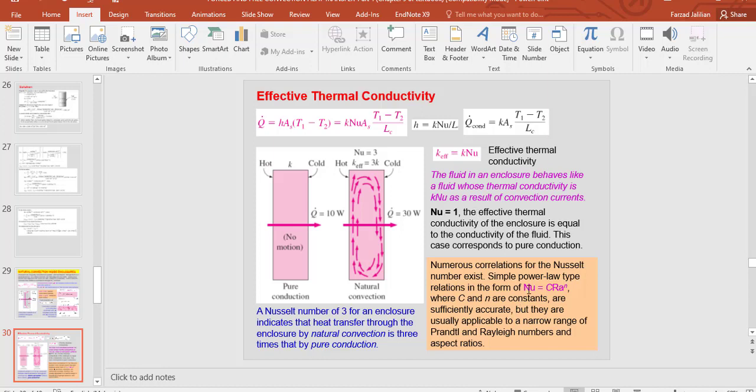And the Nusselt number for this condition usually can be calculated by this equation, Nusselt number equal to C Rayleigh number to the power n. But it is only usable for some special cases, applicable for a narrow range of Prandtl and Rayleigh number to find these Nusselt numbers. So usually we should find the Nusselt number for the enclosure to find the heat transfer by this equation.